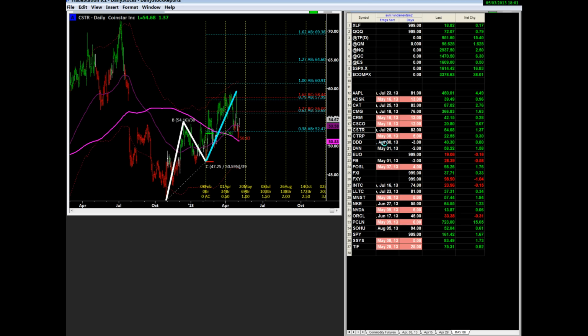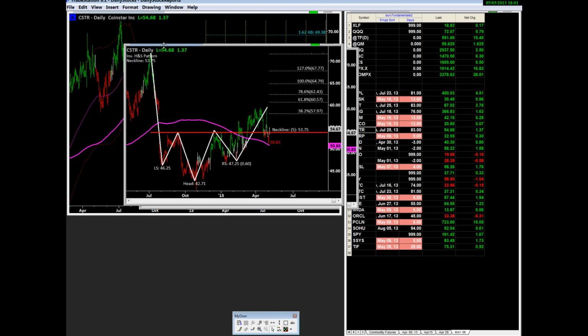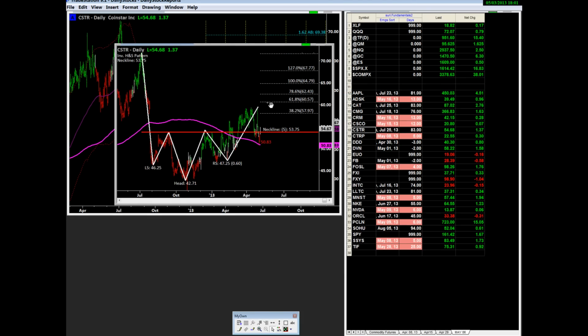Next one is Coinstar. I have traded Coinstar in the past. Coinstar also has an inverse head and shoulders pattern and also an ABC pattern. Now it's within the inverse head and shoulder pattern. It bounced off the 200 period moving average, and now it's again trading above the neckline. If you missed it the first time it traded above the neckline, this is another opportunity. And Coinstar's earnings are not due until July 25th.